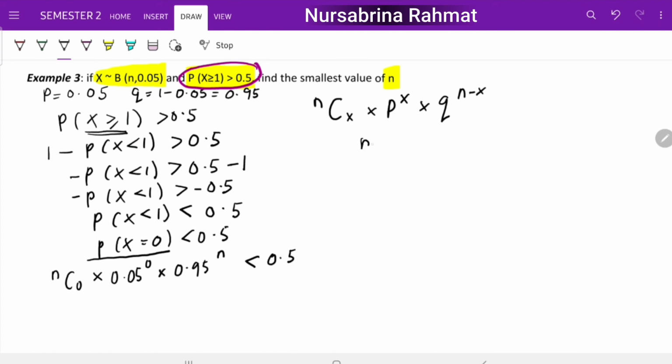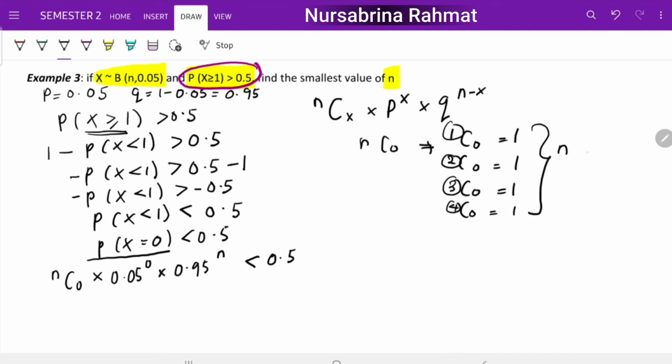Okay, so nC0, let's try: 1C0 equals 1, 2C0 equals 1, 3C0 equals 1, 4C0 equals 1. That means for any number n, when your x is 0, all will turn out to be 1. Therefore, we can make a conclusion that nC0 equals 1. So 1 multiplied with 0.05 to the power of 0, which equals 1, multiplied with 0.95 to the power of n is less than 0.5. Okay, so 0.95^n is less than 0.5.